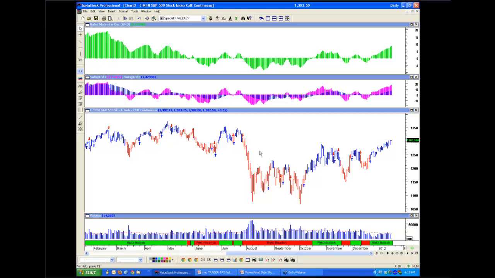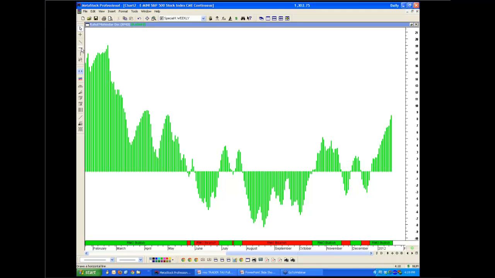So the first thing we want to do is identify fairly easily whether, in this case, the mini S&P 500 stock index is going up or going down, whether it's strong or weak. And to do that, we're going to use an indicator called the Rahul Mohindar Oscillator, the RMO indicator.